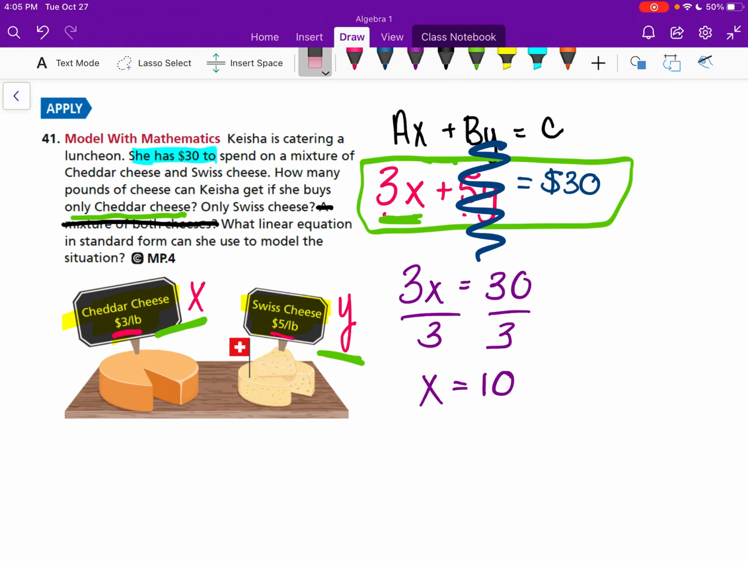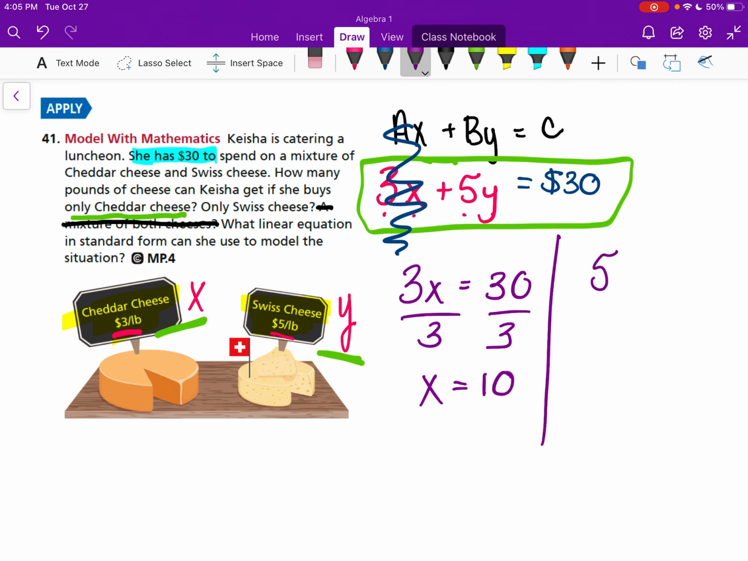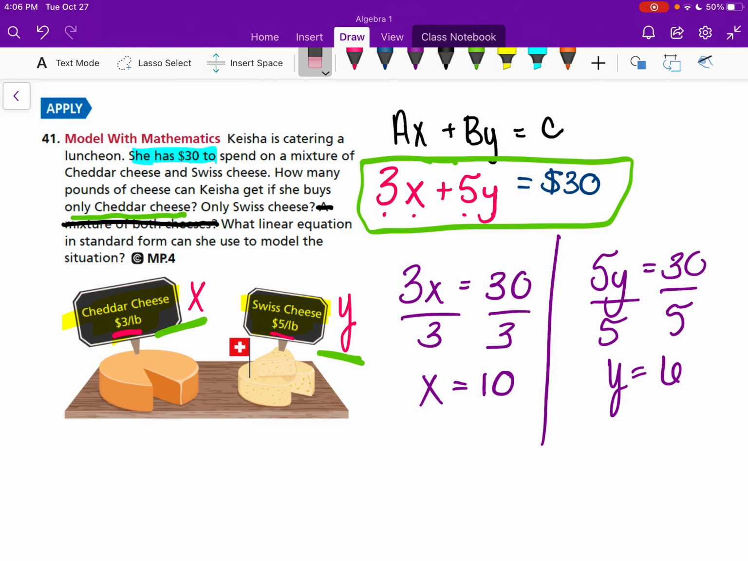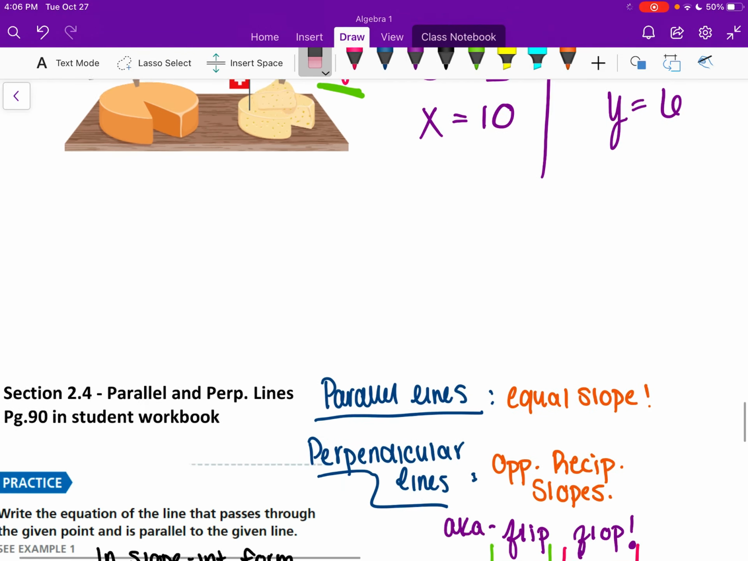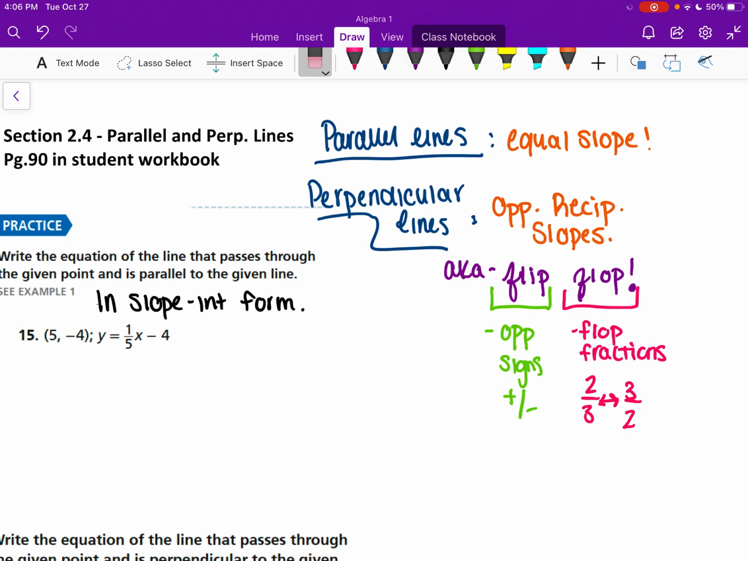If we wanted to know how much Swiss, that means we don't want any cheddar, and we do the same thing but reverse. And that would be 5y equals 30. We divide by 5, and 30 divided by 5 is 6. So y equals 6. She could have 6 pounds of Swiss. And those are the linear equations that we use to model that, knowing that x represented cheddar cheese and Swiss was represented by y.